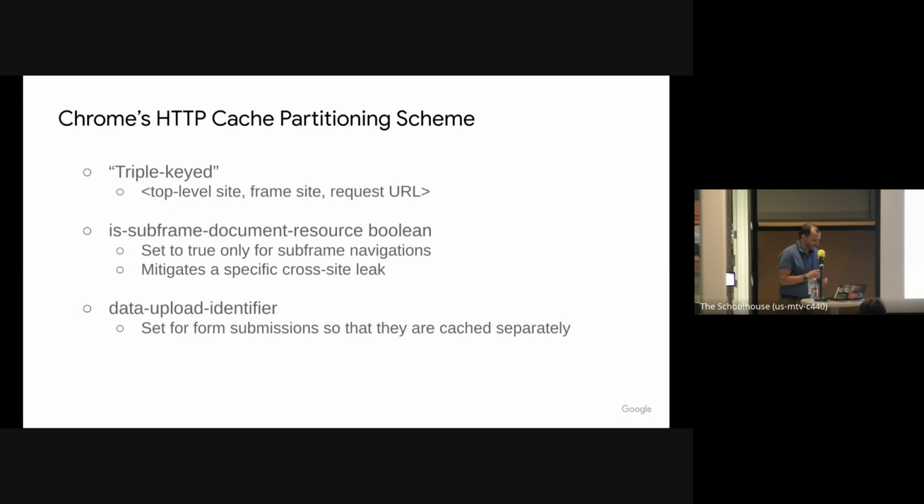There's also a data upload identifier. I haven't looked at this too much, but my understanding is that it makes it so that form submissions are separate, like different form submissions are partitioned separately. And then there's also a bit, not listed here, that is disabled by default, but aims to partition based on whether requests include credentials or not. So that was implemented a few years ago, but has never been enabled or hasn't been experimented with.